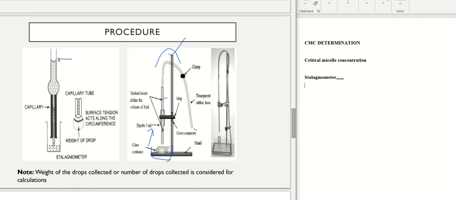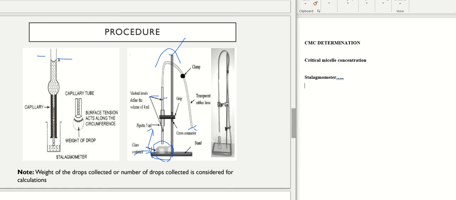Now, carefully close this, take out this container, place another container and release the pressure here. Release the closed finger, and slowly the surfactant solution falls from this mark, the upper mark.